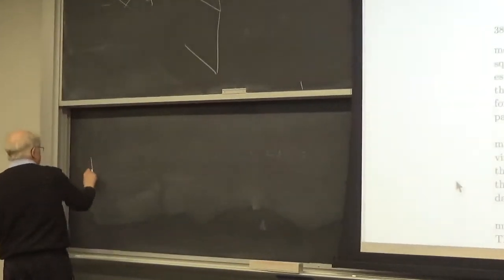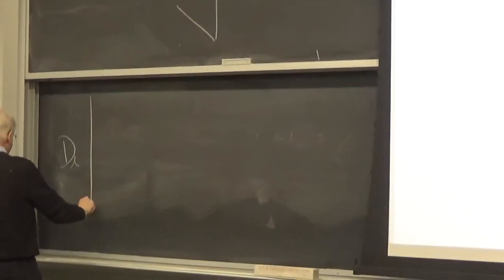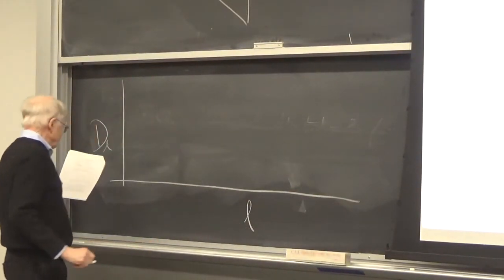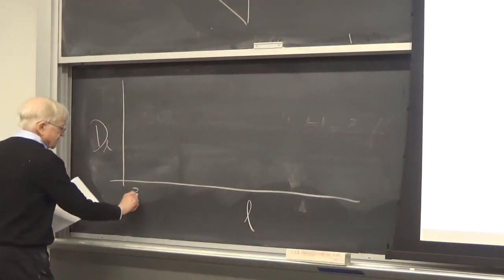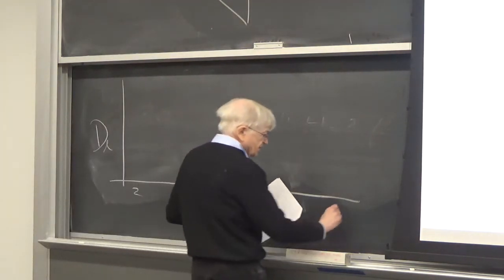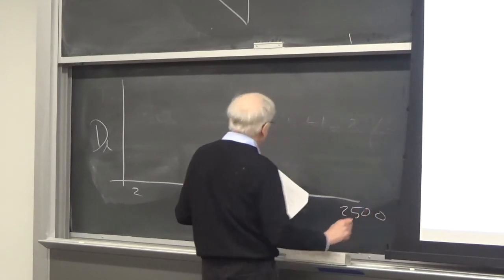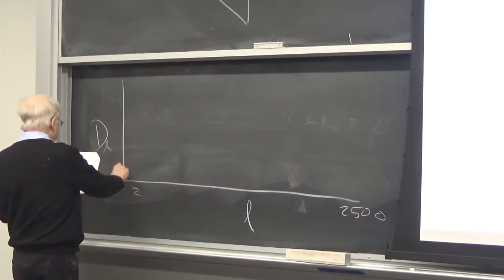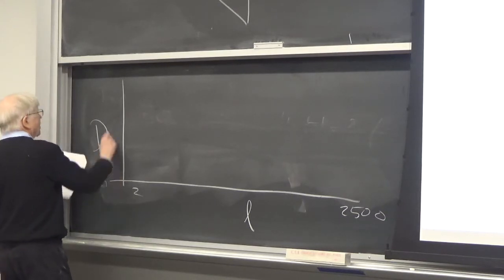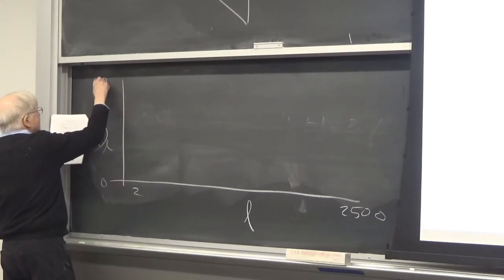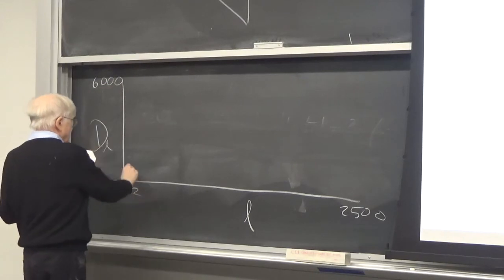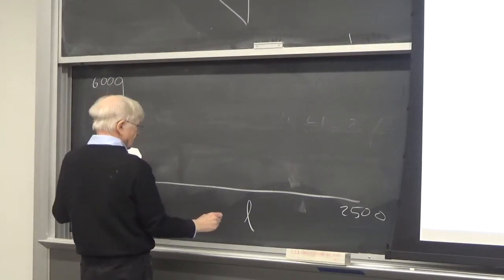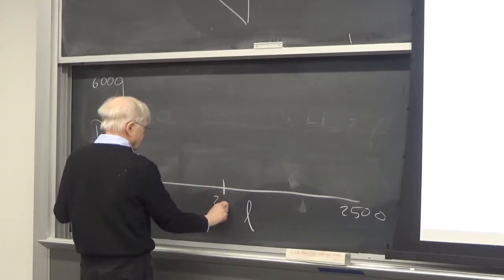So what we've got here is d sub L plotted against L, and we're going from something like 2 to 2500. And the curve, here we're going from 0 to 6000. Let me get the maximum here, it's around, say, 200.